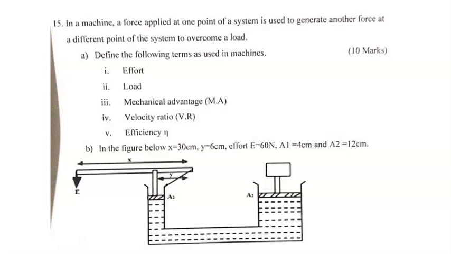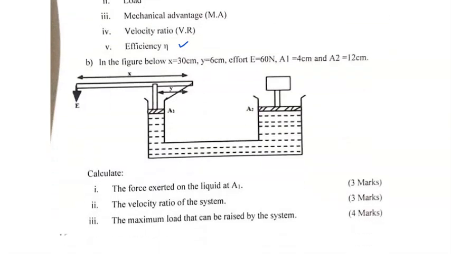Again here, you need to define the terms effort, load, mechanical advantage, velocity ratio, efficiency. Then you use the machine down here. I think I had also given an example of the same. Up there again, here the values are in centimeters, so it's very important you know how to get all this. We have A1 here, A2, the effort, X, Y, this is the load. So it's very important you go through and be able to understand.